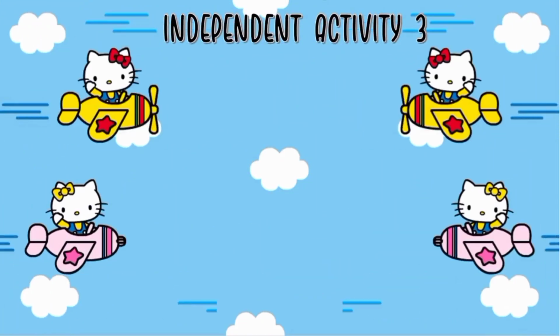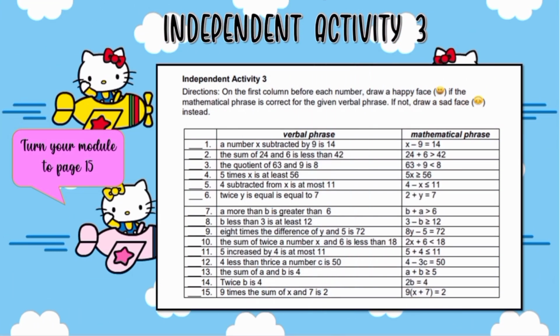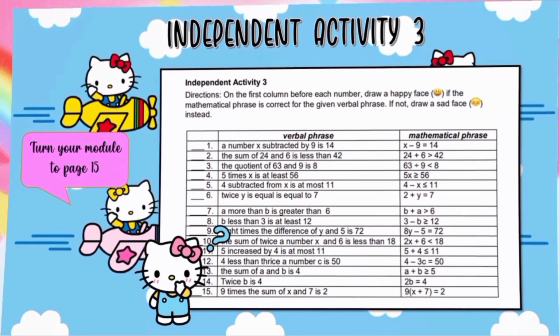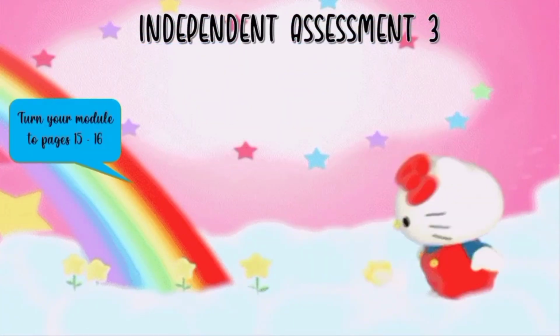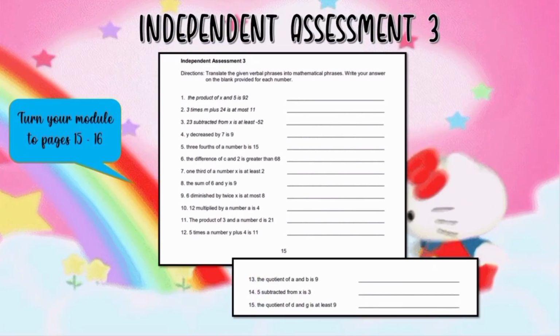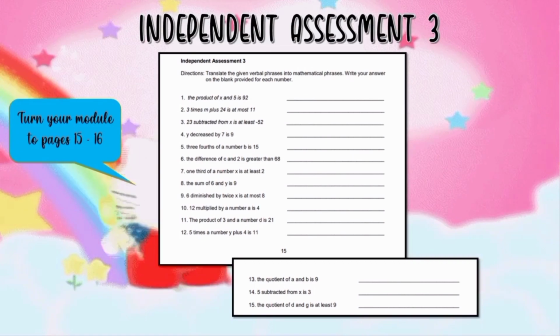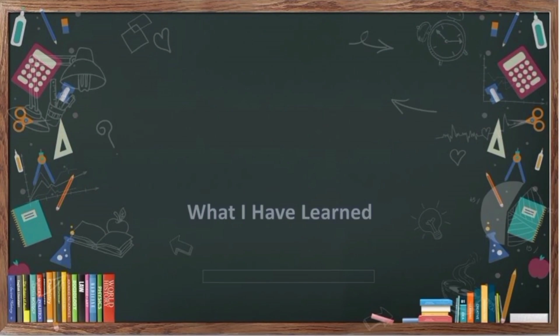Independent activity number 3. Turn your module to page 15. On the first column before each number, draw a happy face if the mathematical phrase is correct for the given verbal phrase. If not, draw a sad face instead. Independent assessment number 3. Turn your module to pages 15 and 16. Translate the given verbal phrases into mathematical phrases. Write your answer on the blank provided for each number.